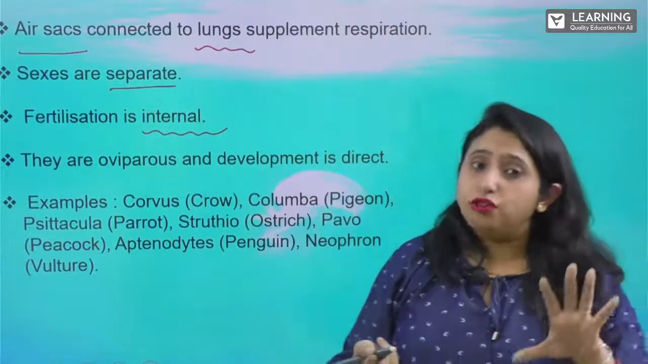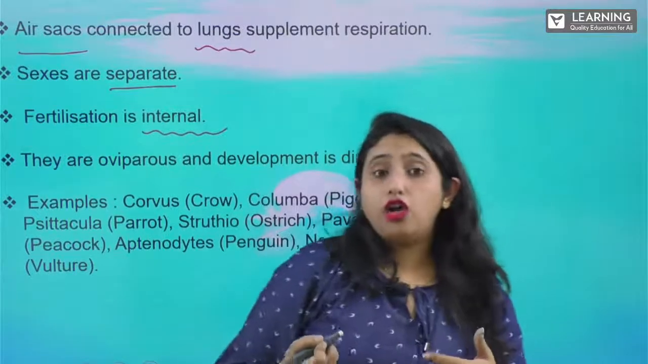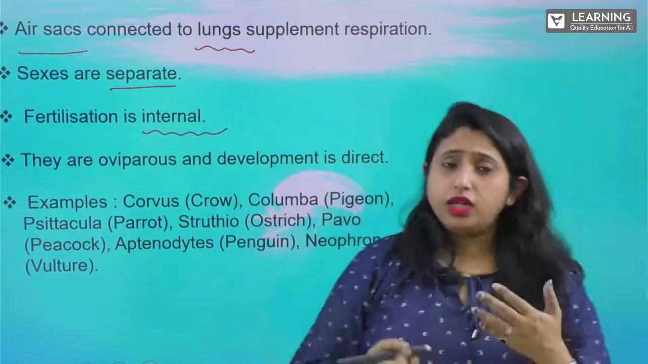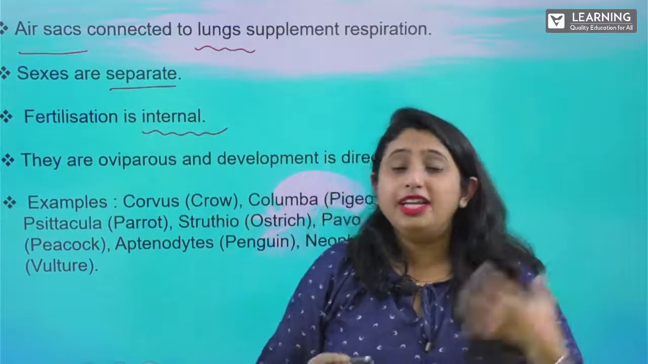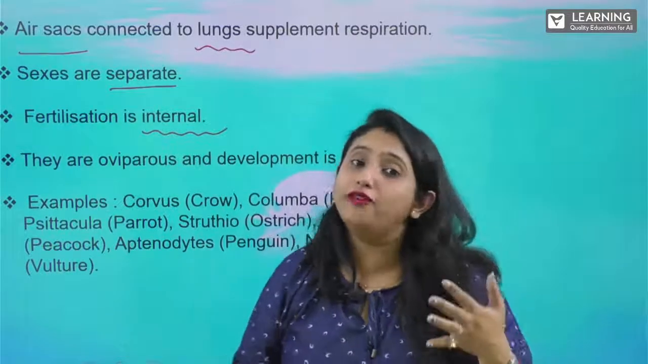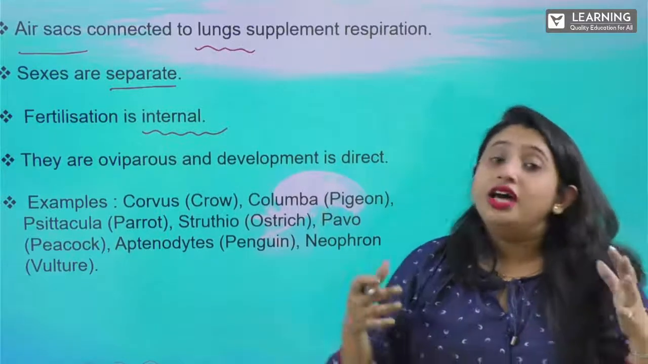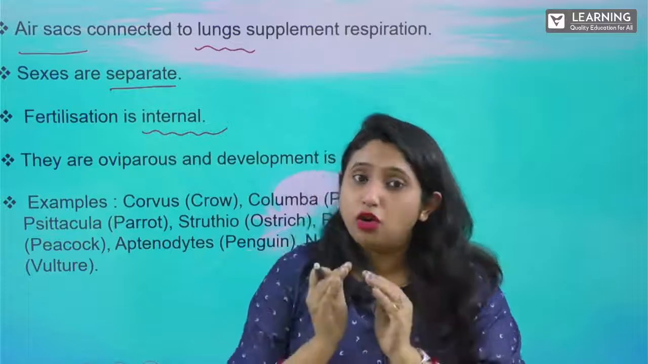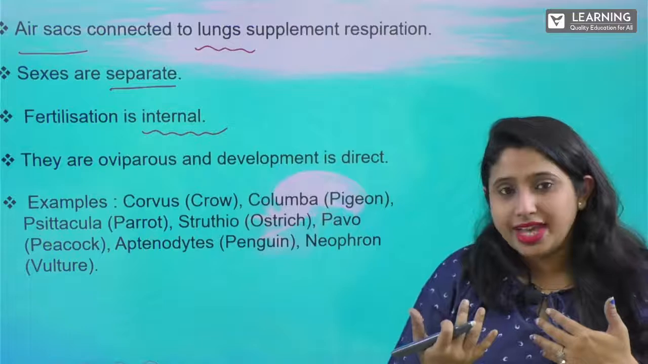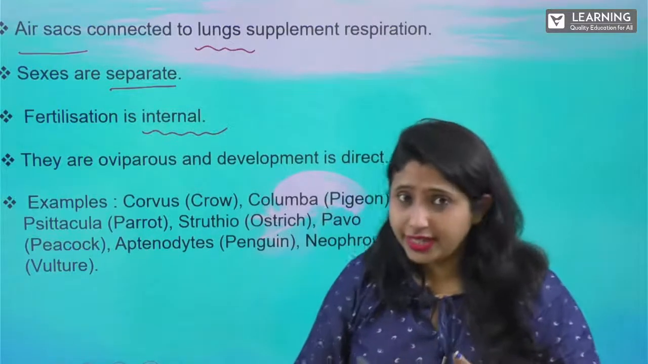Okay? In case of birds, that is ostrich and emu, they have got a penis-like structure for delivering the male gamete, that is sperm. But in case of the flying birds, they do not have this penis-like structure. So how do they do this internal fertilization? The male bird and the female bird come close together, and through the cloaca, they interchange the gametes. Is that clear? So this is the process of how the fertilization takes place.